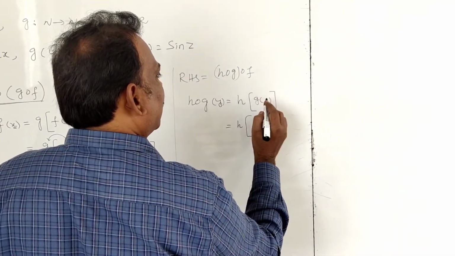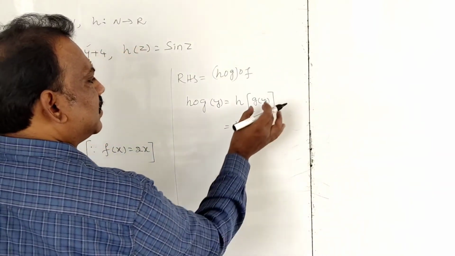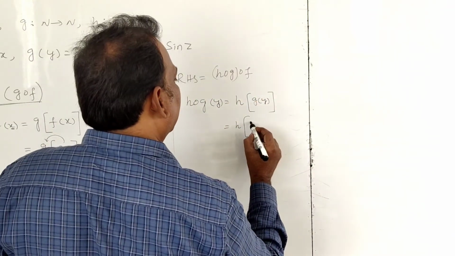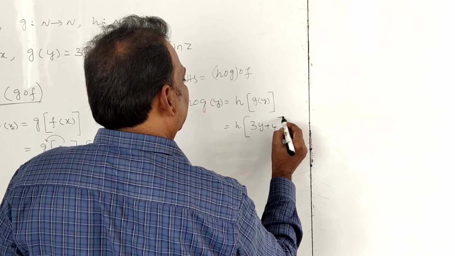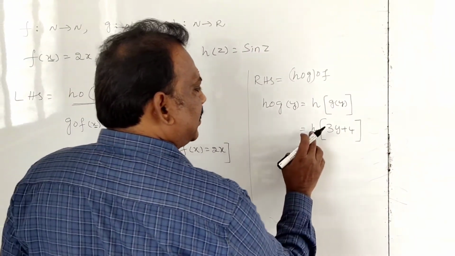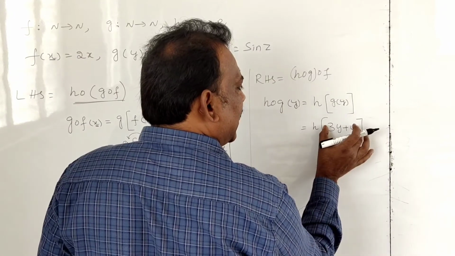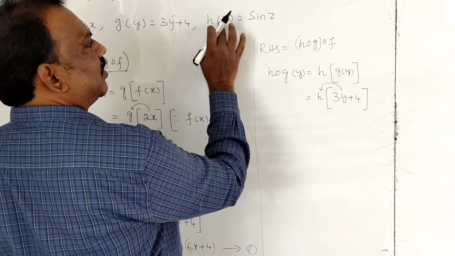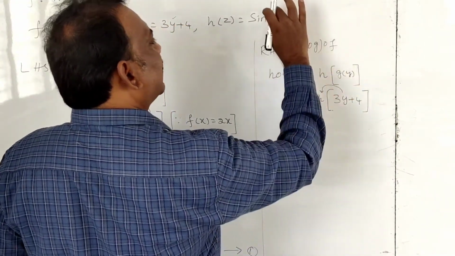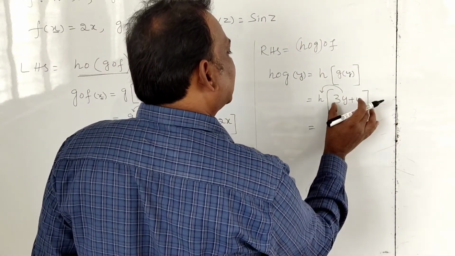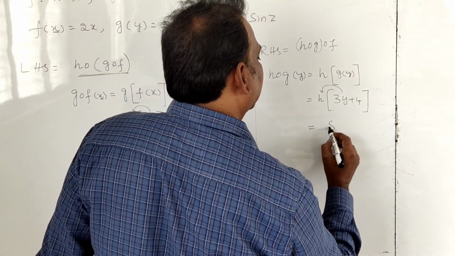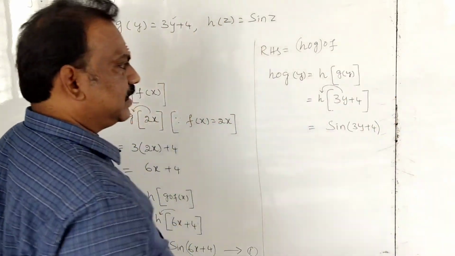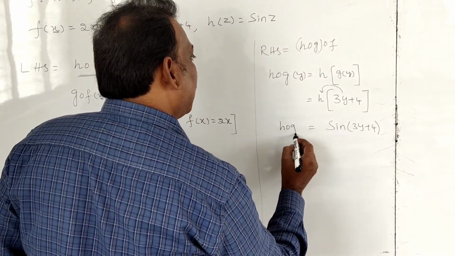So now here also you will get g of y. So what is g of y? We have to simplify the inside of the bracket first. g of y is equal to, we got 3y plus 4. Right. h of 3y plus 4. So you have to replace 3y plus 4 in the h place. What is in h? h of z. So instead of z, this entire value we are replacing in the z place. Sin of 3y plus 4. This is your h circle g of y value.